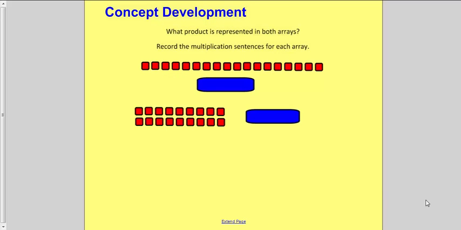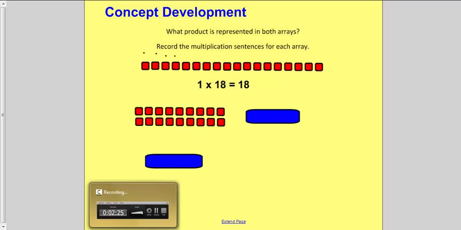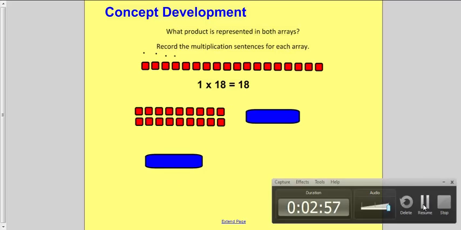Okay, so now we're getting to the part that I want you to put in your journal. I want you to go ahead and draw this very first array. You do not have to draw these squares. You can just take your pencil and simply make dots. I want you to notice that there are 18 of them. So you could just say 1, 2, 3, 4, etc. You get the idea. And I want you to draw 18 of them. And then underneath that, I want you to record the multiplication sentence that this array represents. Did you put 1 times 18 equals 18? I hope so, because that's what it represents.